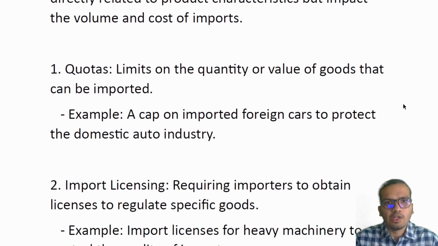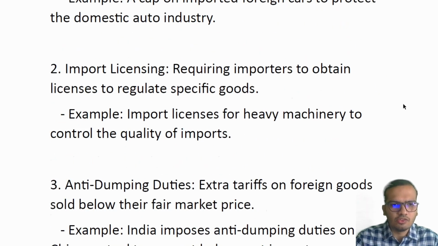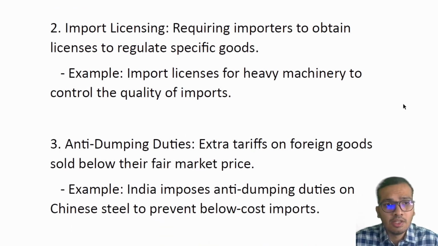First is quotas. So limiting the quantity or the value of goods that can be imported. Example, a cap on imported foreign cars to protect domestic auto industry. Then comes import licensing. So requiring importers to obtain licenses to regulate specific goods. Example could be import licenses for heavy machineries to control the quality of import.